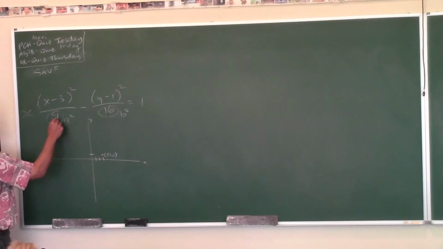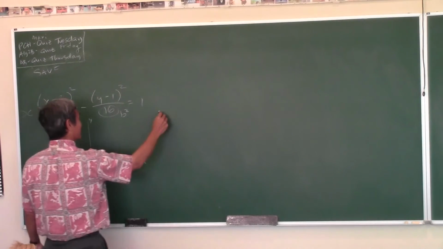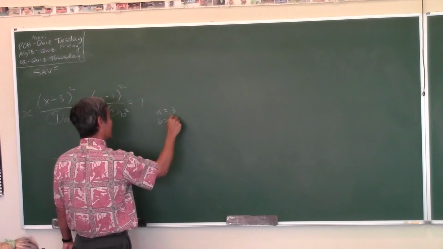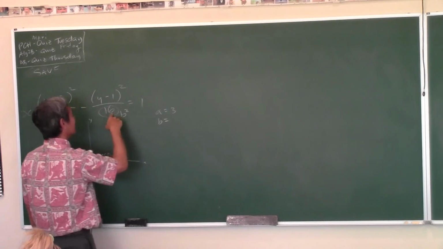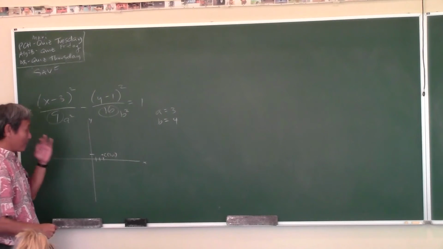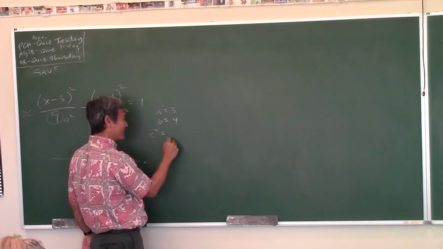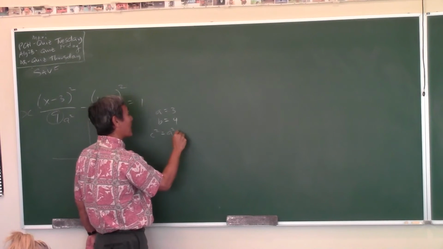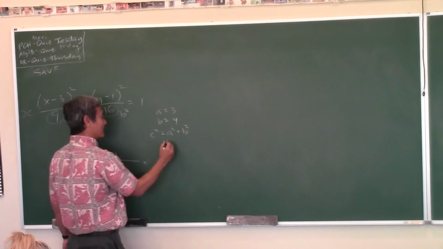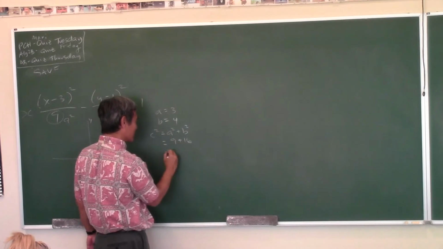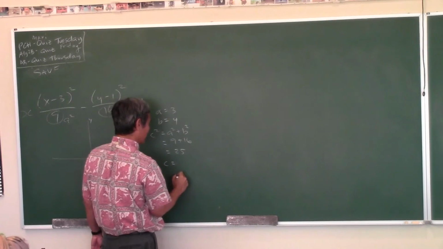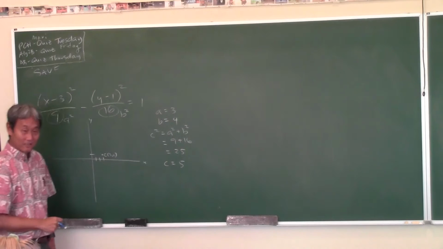Well, if A squared is 9, what does that make A then? 3. And if B squared is 16, what does that make B? Come on, man. 4. Now let's figure out C. Now remember, in a hyperbola, C squared is equal to what? A squared plus B squared. You got to keep those two straight. So what do we got? 9 plus 16, which is 25, which means C is 5. See how I make my numbers come out good?